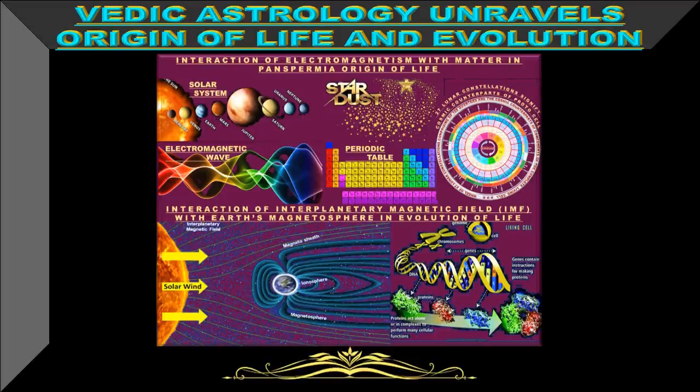At the bottom, the interaction of interplanetary magnetic field IMF with Earth's magnetosphere in evolution of life. So the interplanetary magnetic field excites the solar flare, and the solar wind in turn interacts with the Earth's magnetosphere, and the neural network of the organism is excited and the information, and it is responding in resonance with the frequencies, just as the radio in our house.